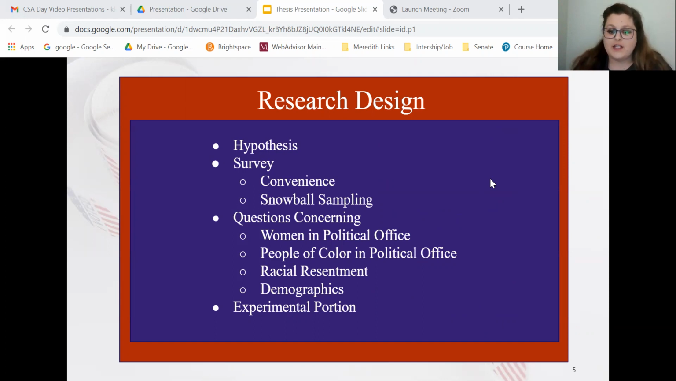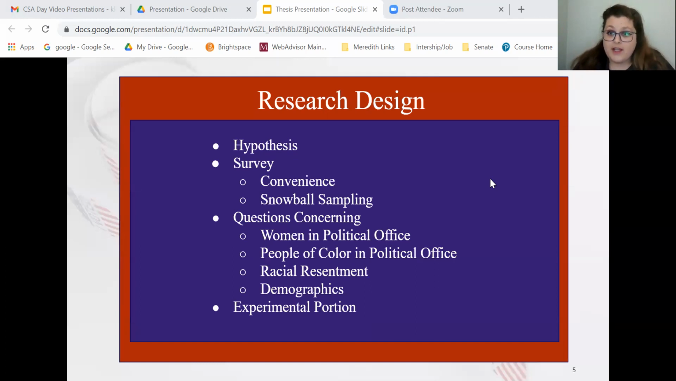I also sent my study to the Democratic Club and the Republican Club on campus and had them complete the Qualtrics survey that I created. It's snowball sampling because they then took that survey and sent it to their family and friends, and they sent that on past that, and so on and so forth. So it was a snowball effect.